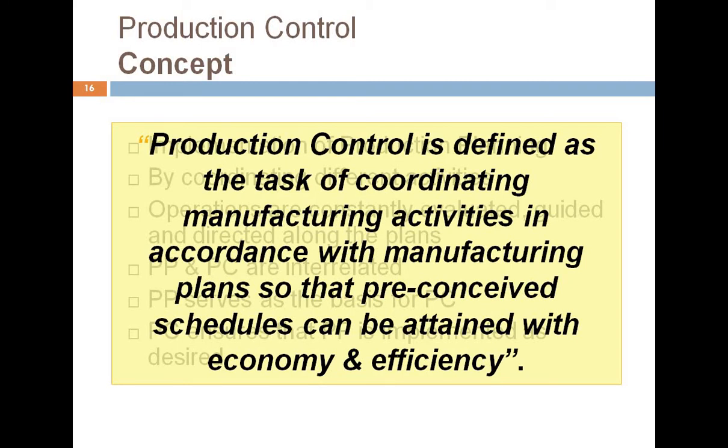Production control can be defined as the task of coordinating manufacturing activities in accordance with the manufacturing plans. Manufacturing plans here refer to all the processes of production planning, and these need to be coordinated with preconceived schedules so that they can be attained with economy and efficiency.